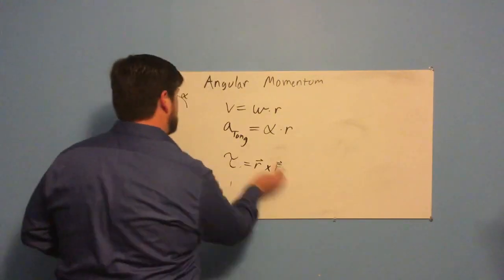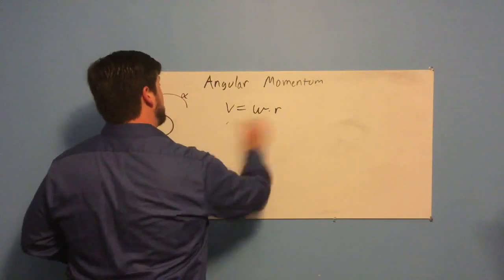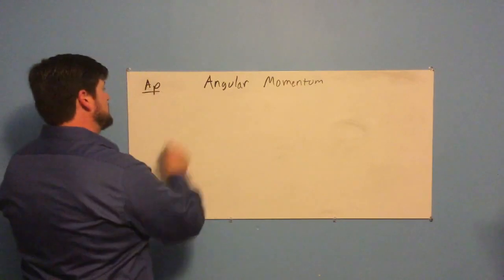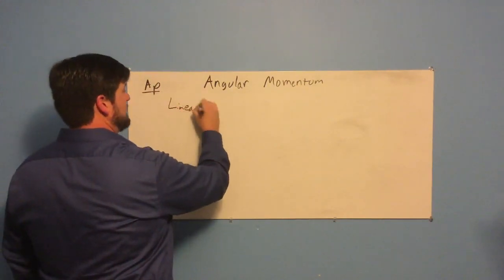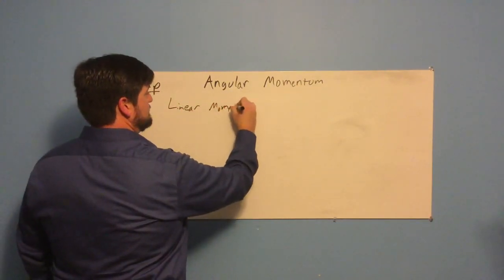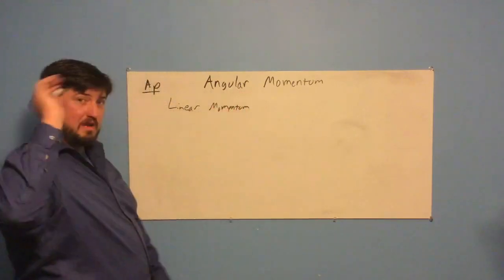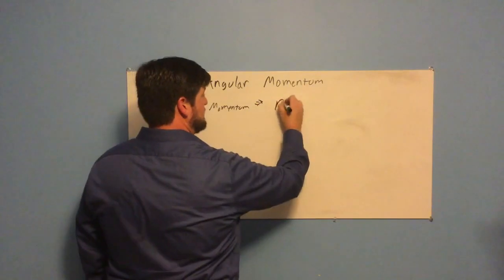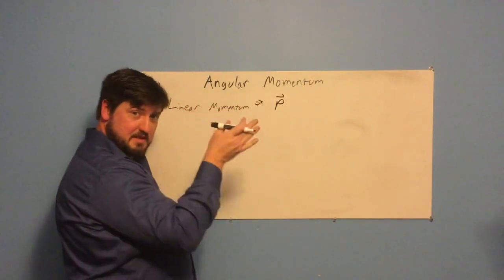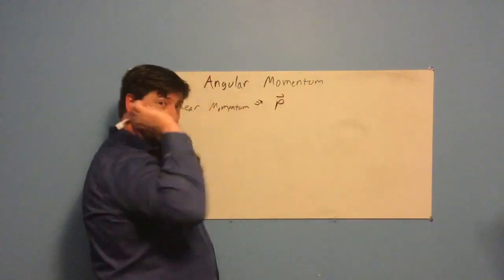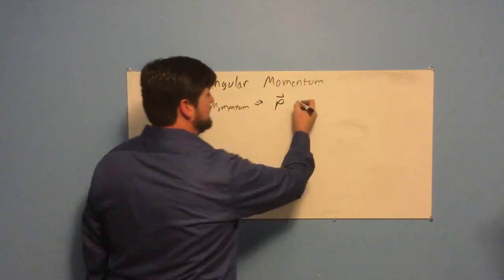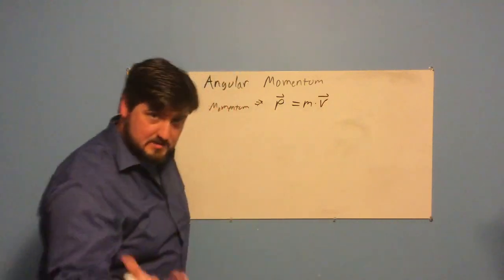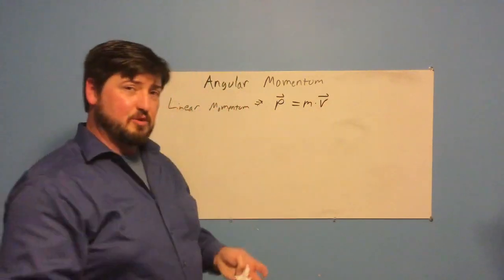So if you remember linear momentum, how much momentum this marker would have if I threw it, it's a vector, because it has a direction with that velocity. It can be going this way or it can be going that way. It could be positive, it could be negative. It was the mass of the marker times the velocity, and the velocity is the thing that gave us the direction. So that was our linear momentum.